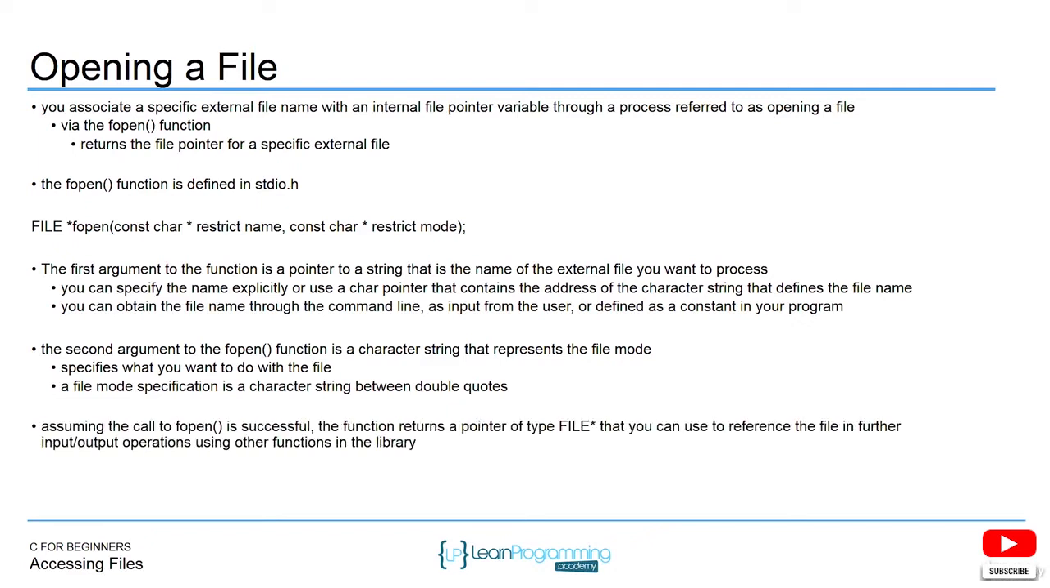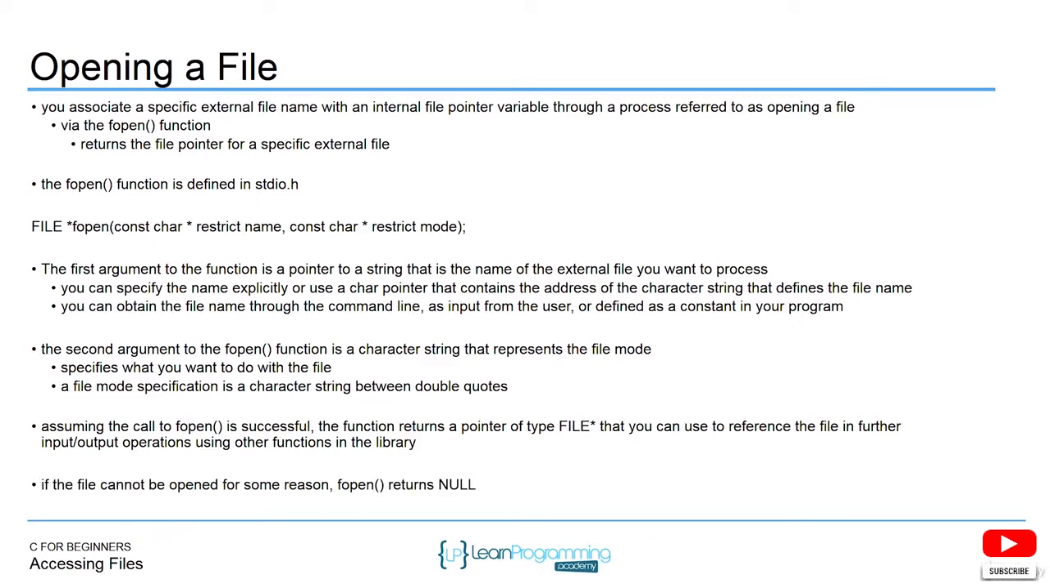The second argument to the fopen function is a character string that represents the file mode. This specifies what you want to do with the file. Whether you want to read it, whether you want to write to it, whether you want to append to it. File mode specification is a character string between double quotes. And I'll show you some of the ones that we're going to end up using a lot of.